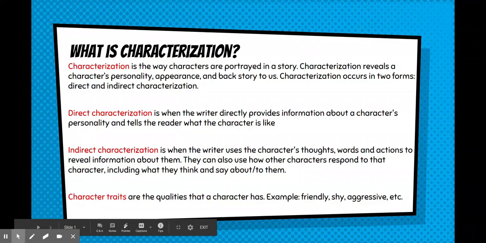All right, so today we're going to talk about characterization. I know my chair is squeaky, so pardon that.